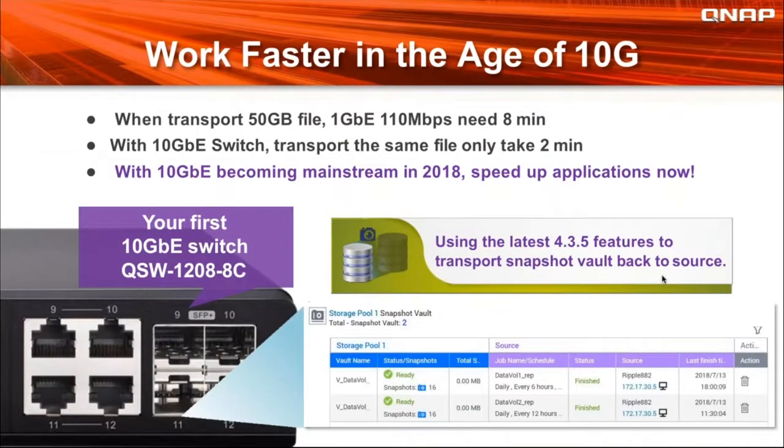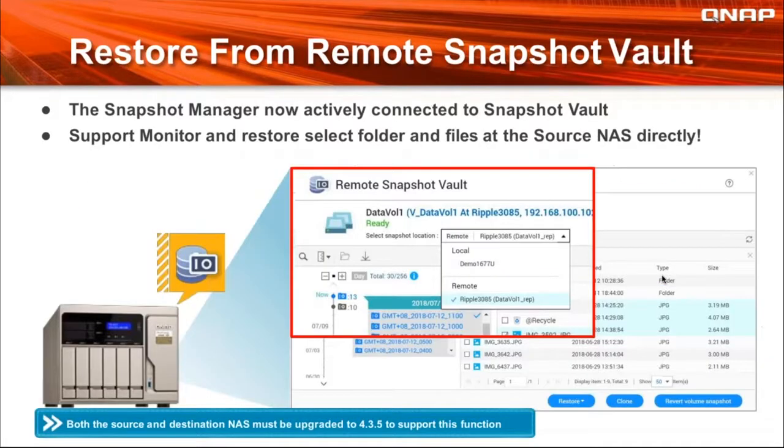You can do Snapshot Replica through 10G, not just single G. That makes the replica happen faster. You can also restore from your replica faster when it's through 10G. And because of how well we've integrated it with your Snapshot Vault, you don't have to just revert the whole volume. In the past, to restore from the Snapshot Replica, you used to have to revert the whole volume. But that might take some time.